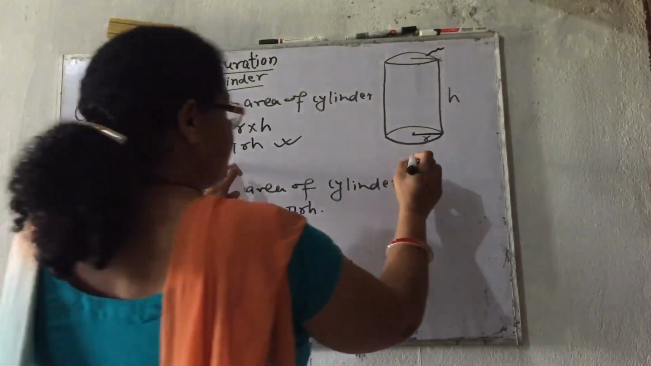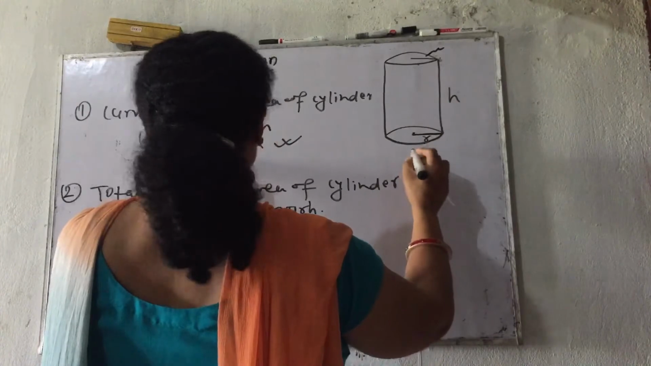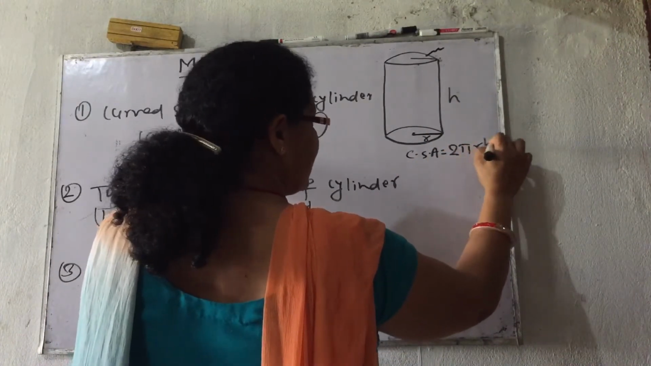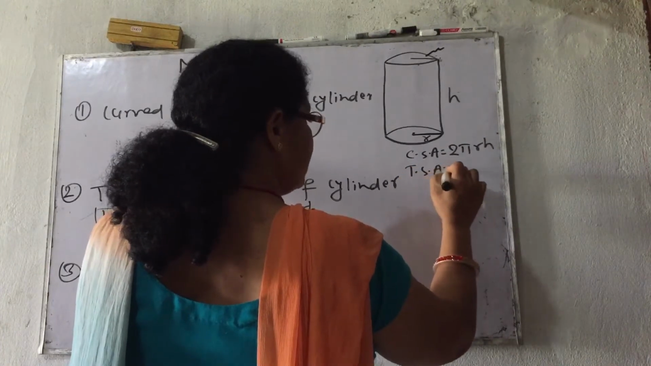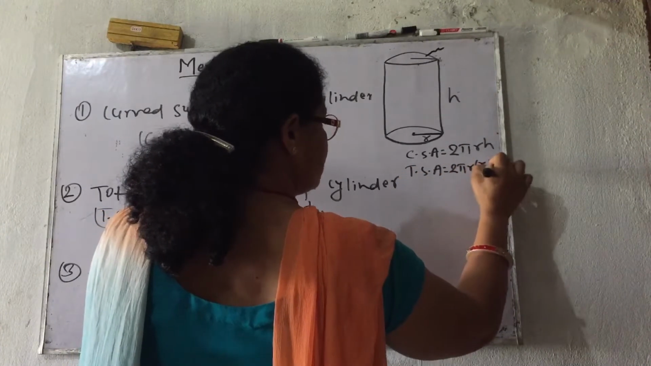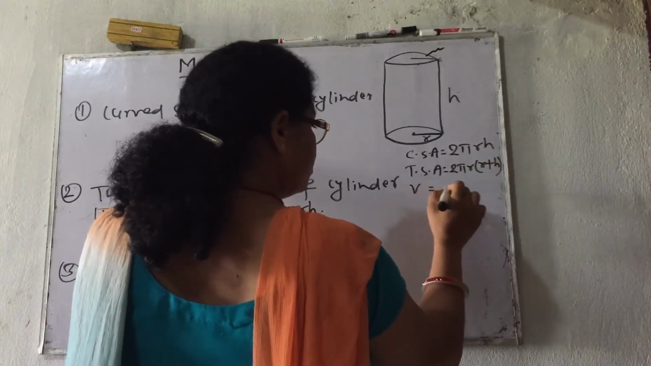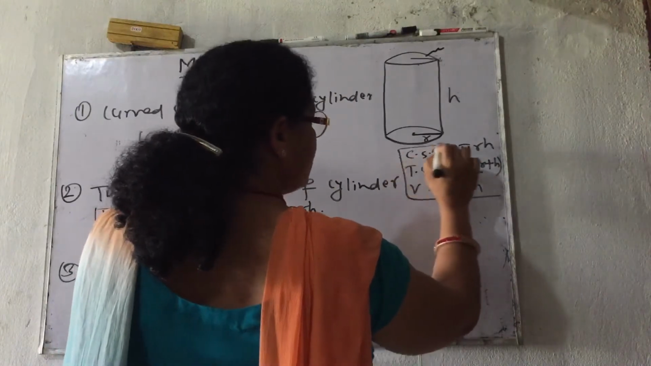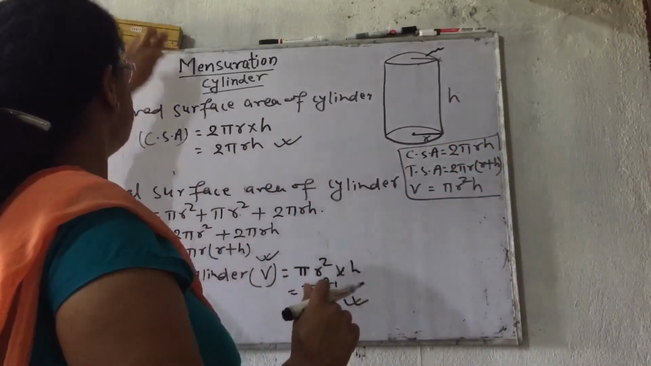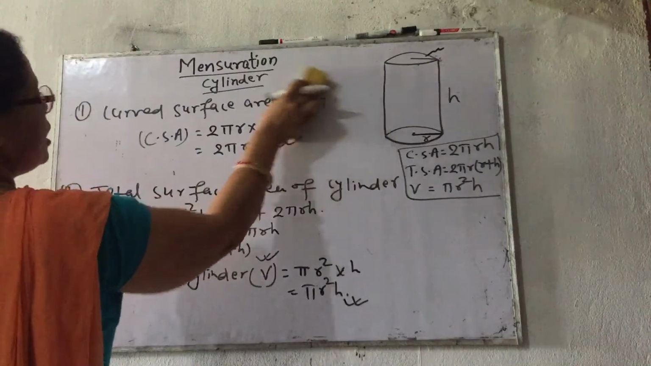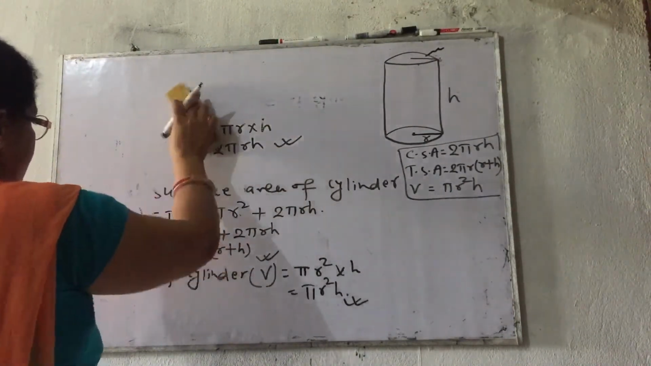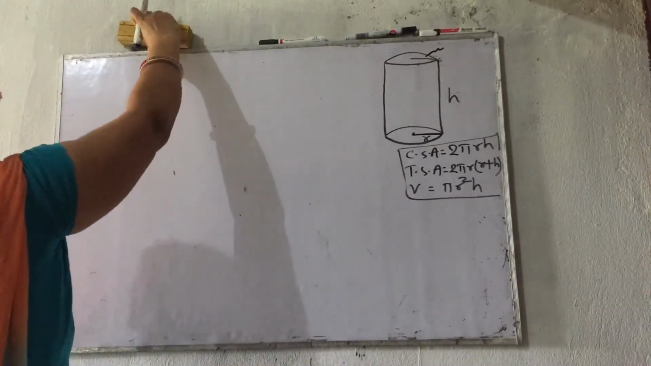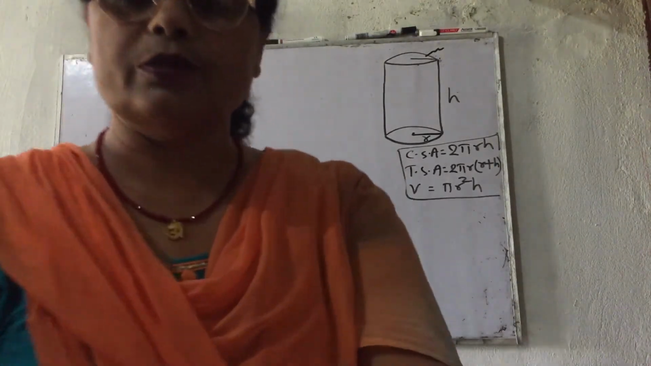So I am writing here in short: CSA equal to 2 pi r h, TSA equal to 2 pi r into r plus h, and volume equal to pi r square h. These three things we need to solve the problems. Now let's take a problem. I am taking one problem from the book.